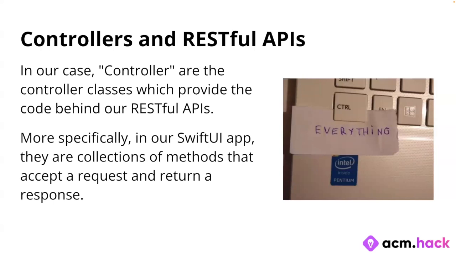So the RESTful APIs are more like the conceptual idea, the rules, or how we want it to work. And the controller classes are the actual implementation, the thing that's actually supporting it, the thing that makes everything happen. In our SwiftUI app, there are collections of methods that accept a request and return a response. So that's basically serving as the intermediary between the database and our front end. So everything is under control and under controller.